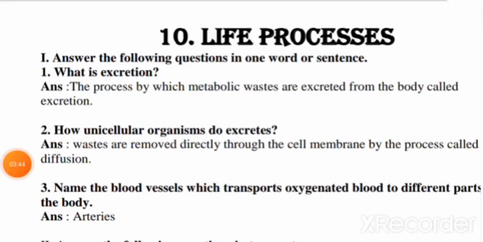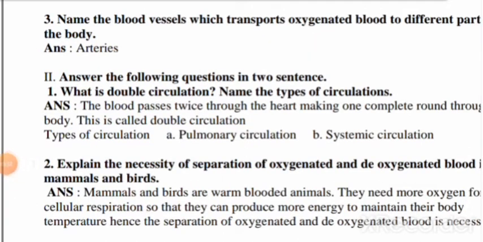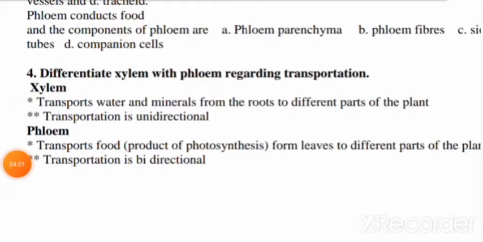From the Life Processes chapter: what is excretion, asked for 1 mark, and what is double circulation, name the types of circulation. There are two types of circulation, pulmonary circulation and systemic circulation. Differentiate between xylem and phloem with regard to transportation. Xylem is a water conducting tissue, phloem is a food conducting tissue. Xylem transports water and is unidirectional. Phloem transports food and is bidirectional.